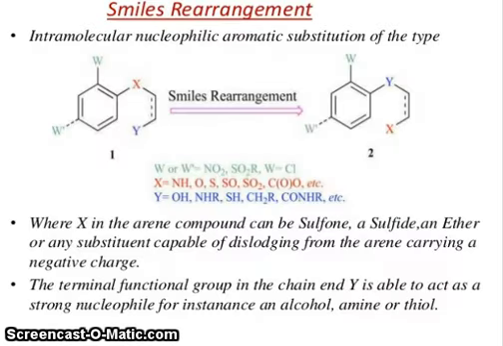Now friends, Smiles rearrangement. Intramolecular nucleophilic aromatic substitution of the type Smiles rearrangement is like this. Here W, X and Y are functional groups, where X on the arene can be sulfone, sulfide, ether or any substituent capable of dislodging from the arene carrying a negative charge. The terminal functional group in the chain, Y, is able to act as a strong nucleophile, for instance an alcohol, amine or thiol.